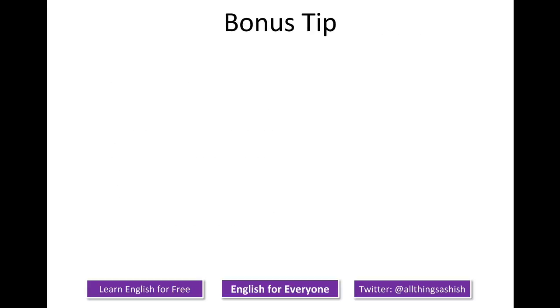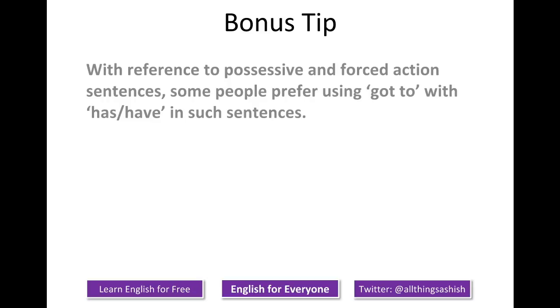Here at this point, I want to give a bonus tip. With reference to possessive and forced action sentences, some people prefer using got to with has, have in such sentences. So, it's very fashionable to say something like, he has got a pen, or they've got to talk to her.